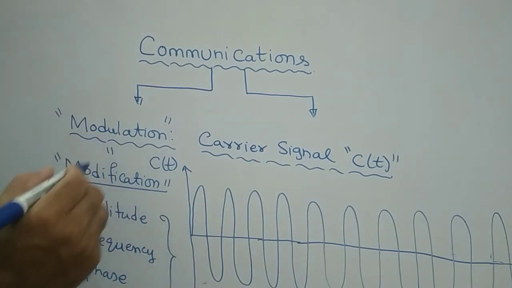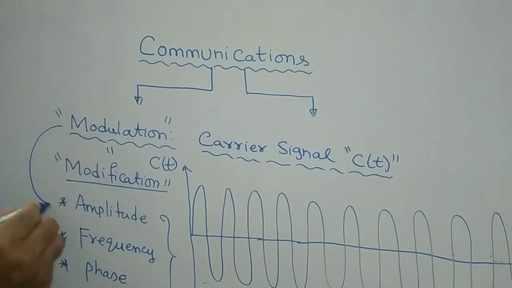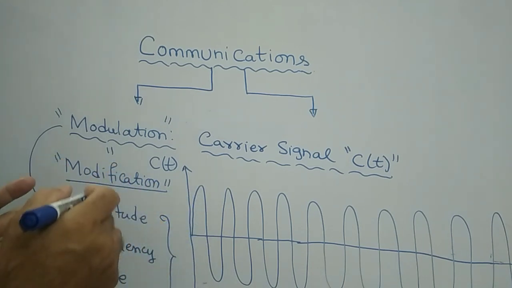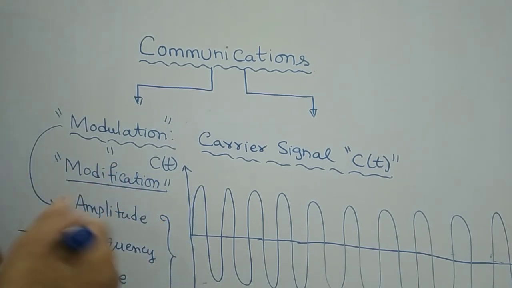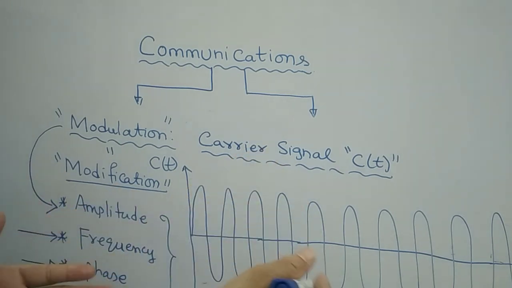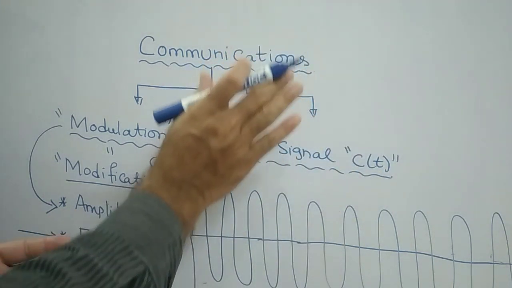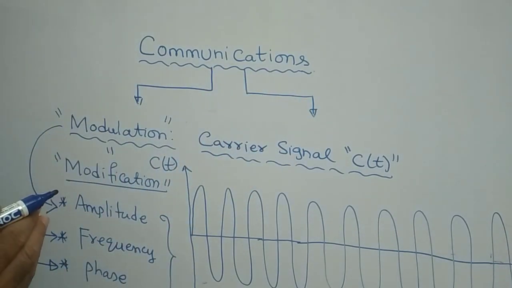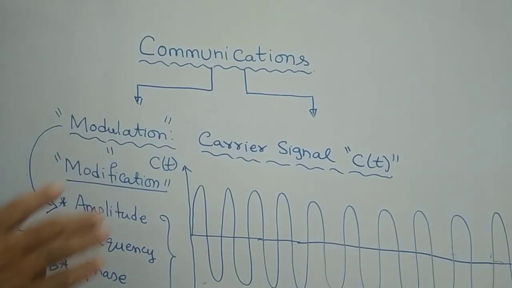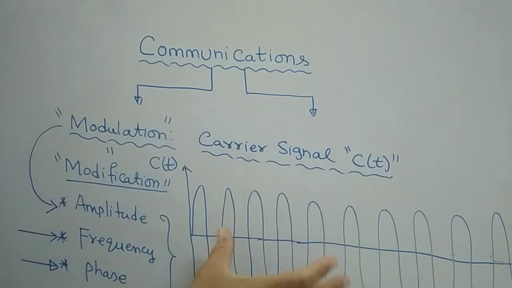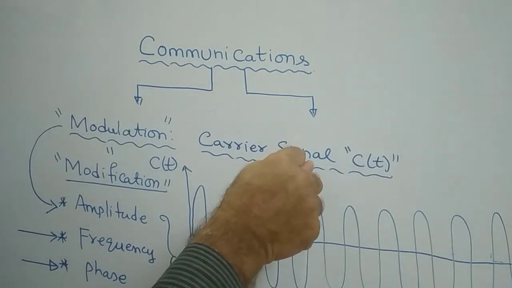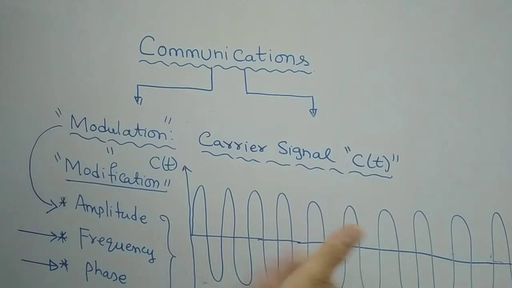Depending on this, we can have three types basically: amplitude modulation, frequency modulation, and phase modulation. The changing of a parameter of the carrier with respect to the instantaneous amplitude of the message signal is called modulation. Therefore, if the amplitude of the carrier varies in accordance with the instantaneous amplitude of the message signal, it is called amplitude modulation.